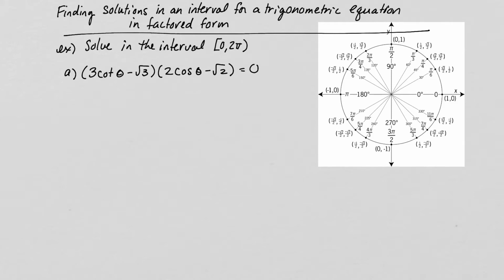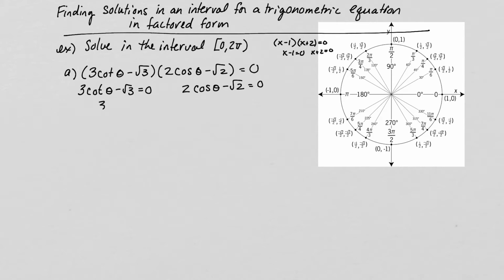This is just like in pre-calc 1, say (x minus 1)(x plus 2) equals 0. Remember, we would set x minus 1 equal to 0 and x plus 2 equal to 0. So we took each of the factored pieces and set them equal to 0. We're going to do the same thing here. So we set 3 cotangent theta minus root 3 equals 0 and 2 cosine theta minus root 2 equals 0, and then we're just going to solve each one of these pieces.